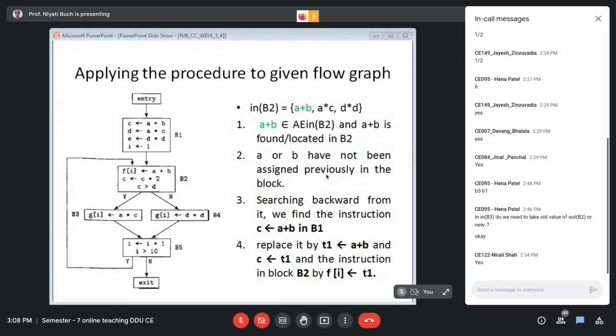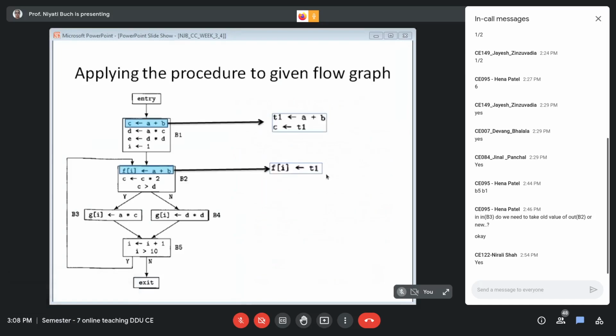Now go backwards and see where we find an instruction in which we have a plus b. You have an instruction in block B1. So what we have to do is replace it: T1 is assigned a plus b, and c is assigned the value of T1. And the instruction in B2 we are changing: we are replacing a plus b with T1. So I'm changing the graph. These are the changes that we have made.